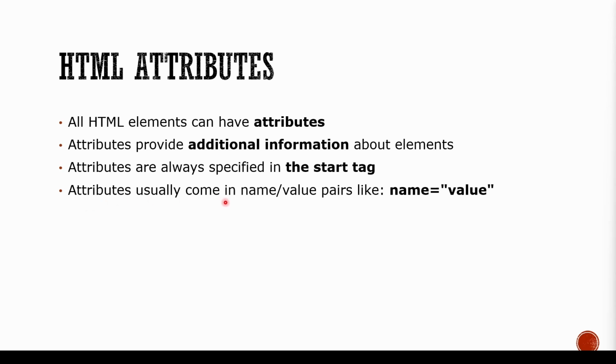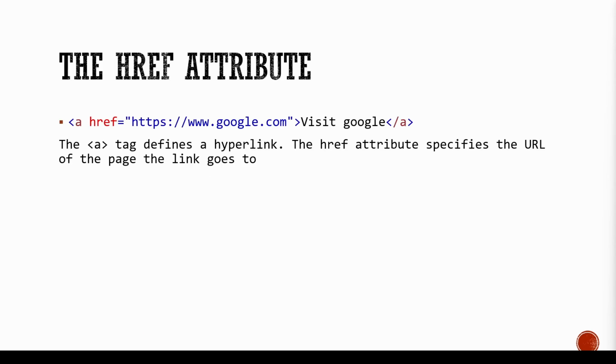Attributes usually come in name and value pairs like this. So it must have a name, and in quotation marks it is going to have a value. Now let's have a look at some of the attributes. Let's begin with the href attribute.